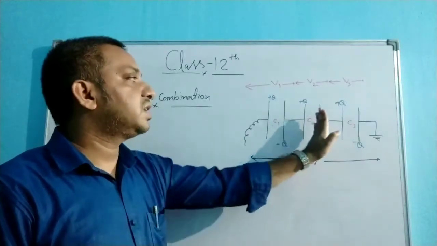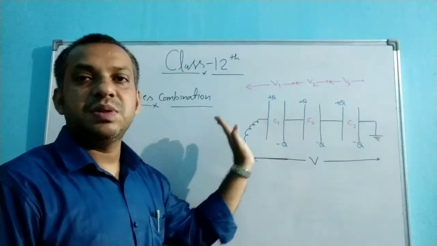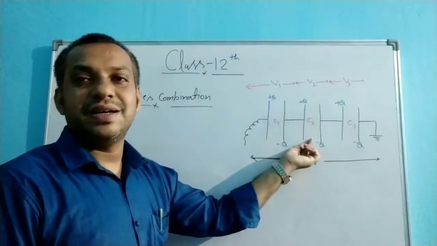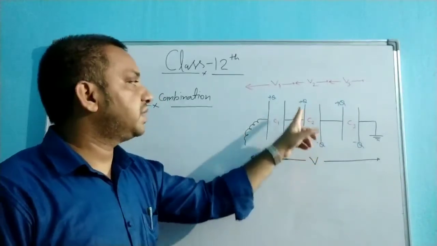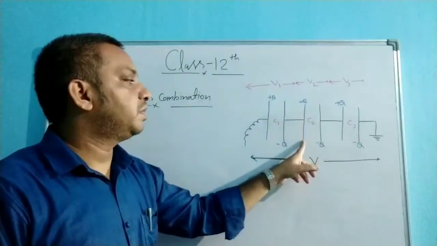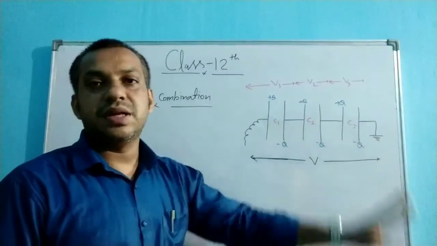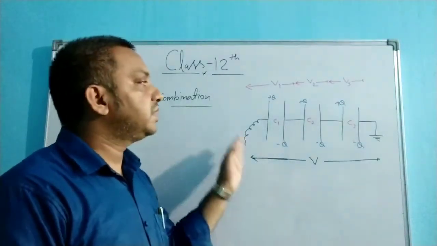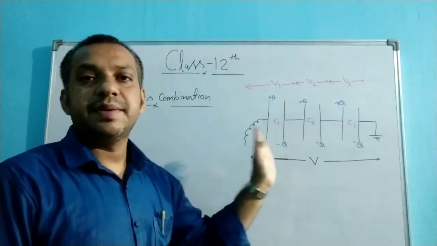If the electrons are moving from this end to this end, the same amount of positive charge is present on the first plate of the second capacitor, which becomes plus Q. So plus Q, minus Q, plus Q, minus Q, like this. So in series combination, the charge present on each capacitor is the same.